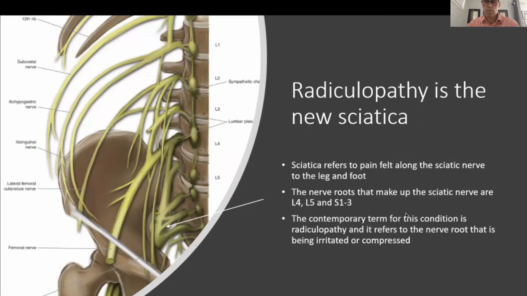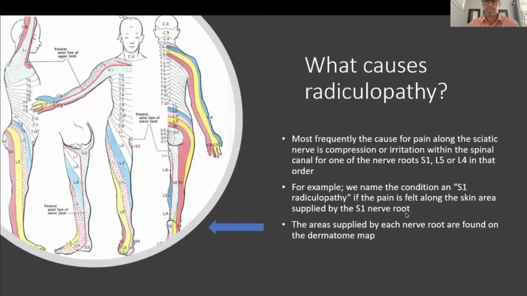And the contemporary term for this condition is actually radiculopathy. It refers to the nerve root that's being irritated or compressed. So radiculopathy is the new sciatica.